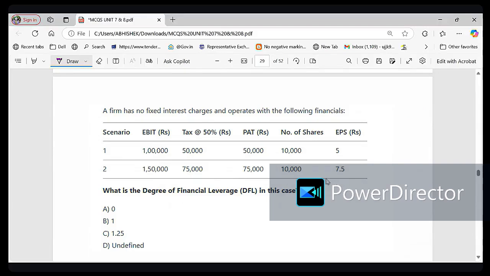So the question is, what is the DFL in this case? The scenario is for a firm. What is the degree of financial leverage in this case?